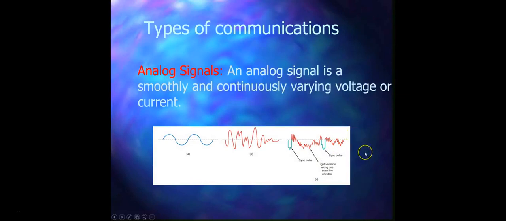Now next is analog signals. An analog signal is a smoothly and continuously varying voltage or current, and an example is given over here. You can see this is a sine wave tone, and this is the voice. Here we have taken the example of a video TV signal and how it looks. You can see the sync pulse, and these represent the light variation along one scan line of video. And again, this is the sync pulse. So here you see the example of analog signals.